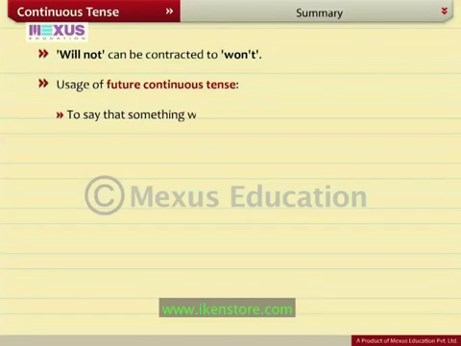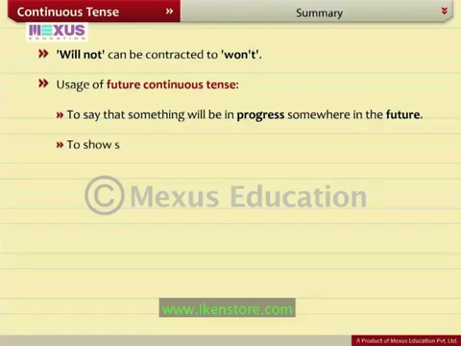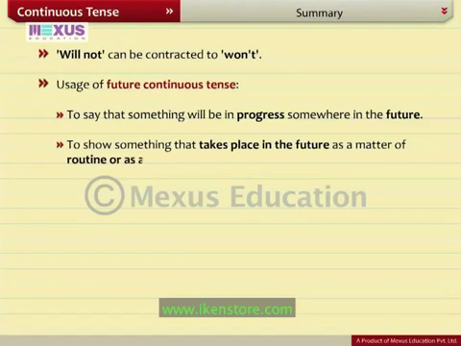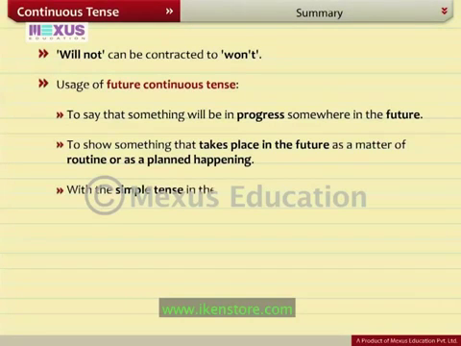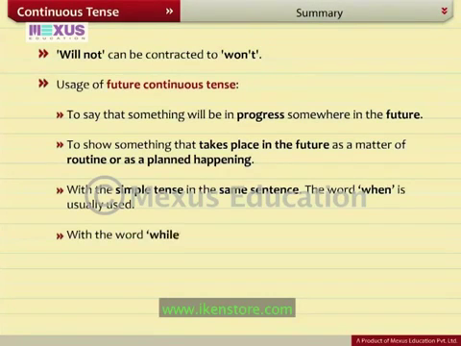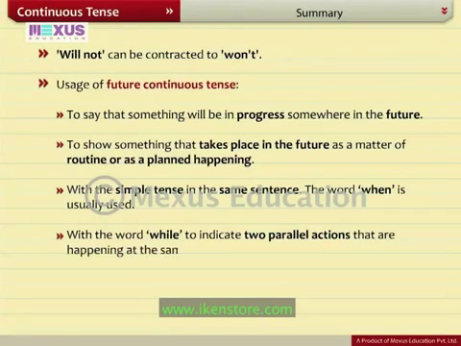To say that something will be in progress somewhere in the future. To show something that takes place in the future as a matter of routine or as a planned happening. With the simple tense in the same sentence, the word when is usually used. With the word while to indicate two parallel actions that are happening at the same time.